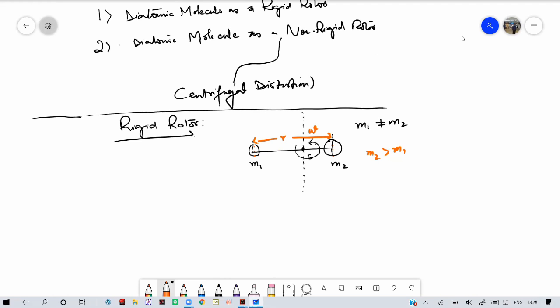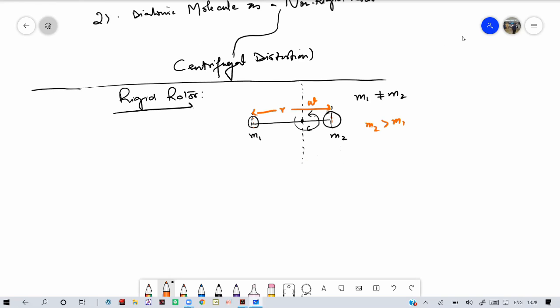Now remember that when we are talking about the rotation of a molecule, there is an important parameter which is called moment of inertia. We have momentum in case of a linear motion, but here it is a rotational motion, so we have a moment about the axis of rotation. That is called the moment of inertia.